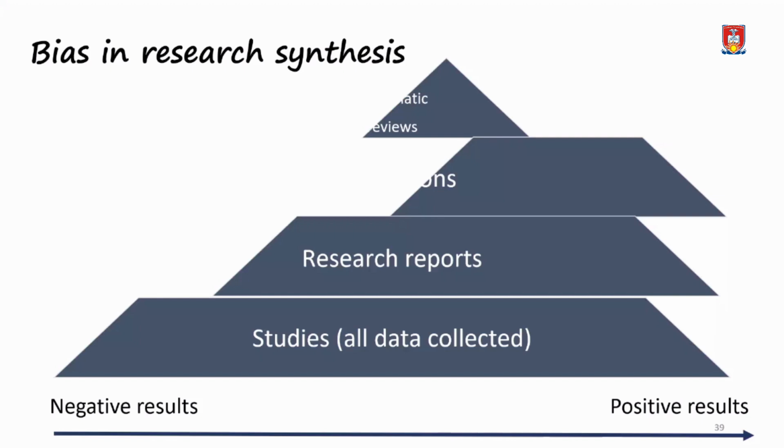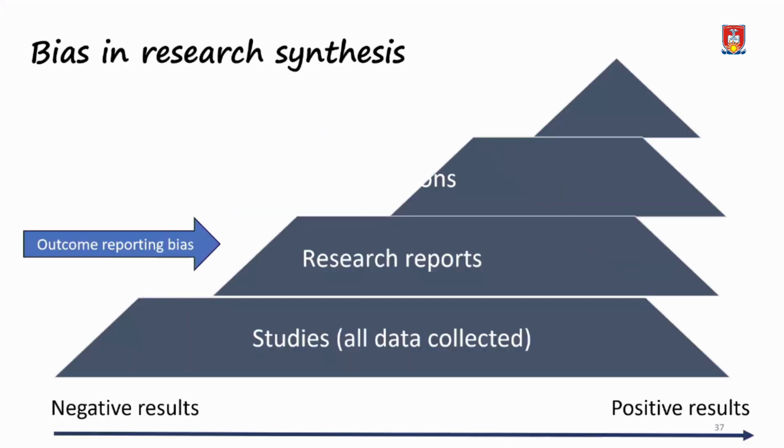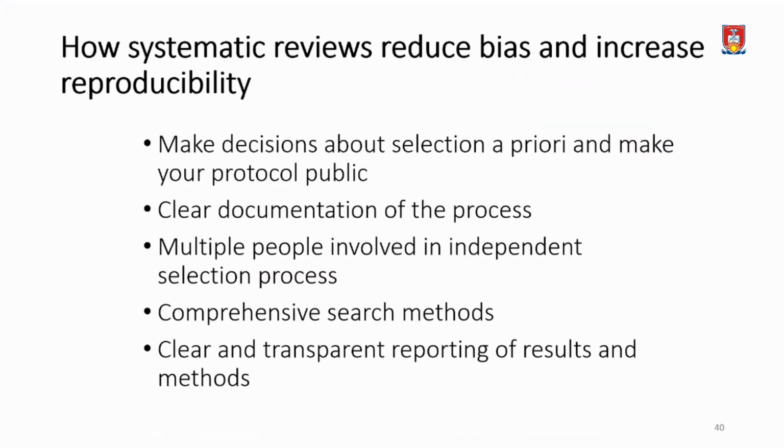So that's why we said in general, systematic review is trying to decrease bias and also increase reproducibility, replicability, and transparency. So how do systematic reviews actually address bias? One is that you make decisions about selection a priori. Before you even start the study, you will have written a clear protocol: these are the types of studies that will be in my review. So you have determined what you want to do.